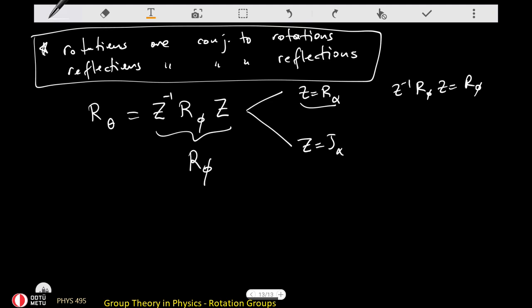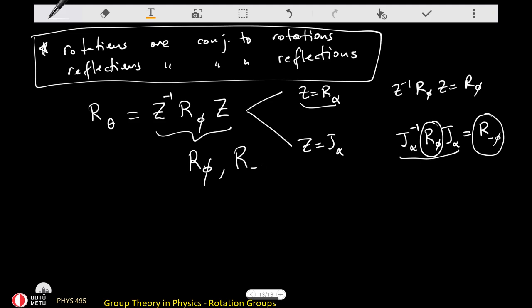What happens if I use a reflection in here? In that case, let's say it like this. J alpha can be written as, we have done this before, so I'm just going to keep this short. We have seen that this expression is equal to R minus phi. So therefore, if we do a similarity transformation with a reflection, then I get a rotation in the opposite direction. So I basically get a rotation by minus phi.